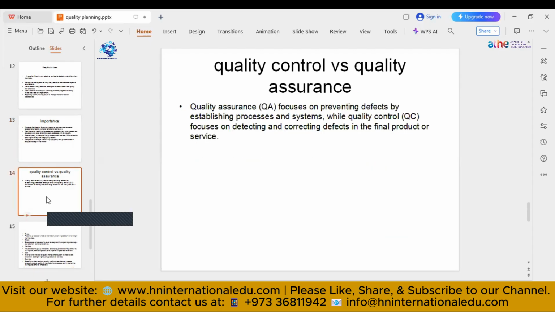Quality control versus quality assurance. Now, quality assurance focuses on preventing defects by establishing processes and systems, while quality control focuses on detecting and correcting defects in the final product or service, as we have studied in quality control. In quality assurance, it focuses on preventing defects by establishing processes and systems. In the start, you try to prevent defects, and in the control one, you check the final product and service after it is produced.